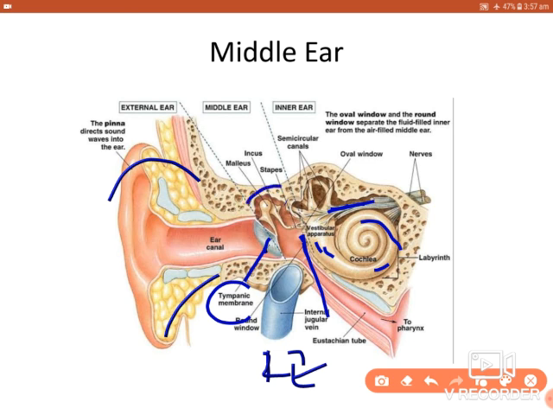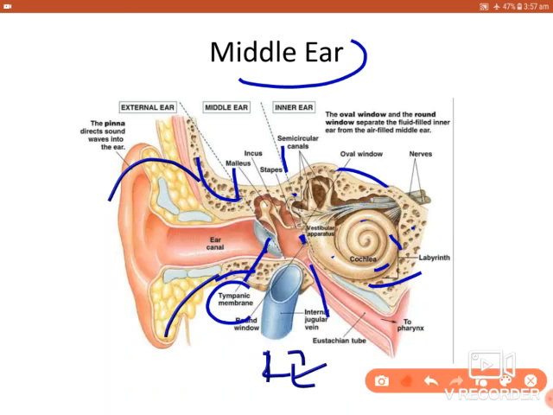This one is the roof. The roof is formed by the petrous part of the temporal bone. So this is the temporal bone. Here the ear is housed in this temporal bone. Then the floor of the middle ear. Here this part is the floor.